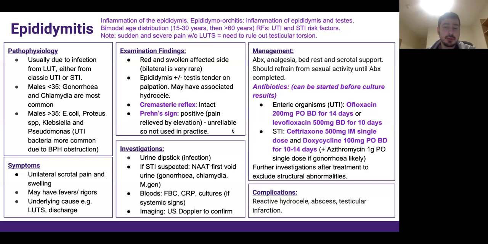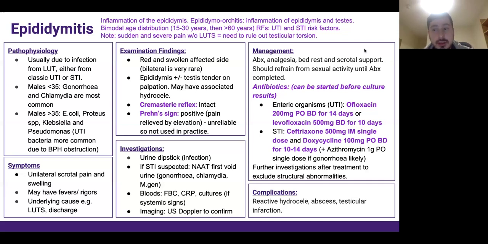What would you do? You do a urine dipstick as always. If you suspect epididymitis of an STI origin, you want to do a NAAT. As Freya will go on to when she discusses sexual health, the nucleic acid amplification test on first void urine is the first line diagnosis test for gonorrhea and chlamydia in men. You also can do general bloods to check for inflammatory markers, and an ultrasound Doppler will confirm. How do you manage these? Antibiotics, analgesia, bed rest, and scrotal support, and refraining from sexual activity until you complete the course of antibiotics.